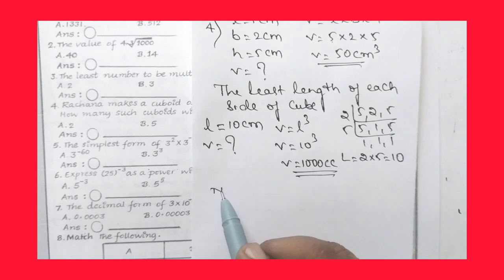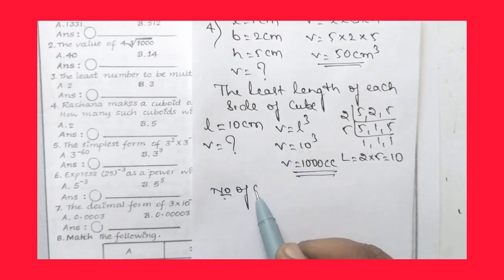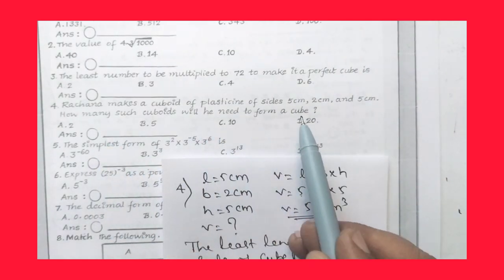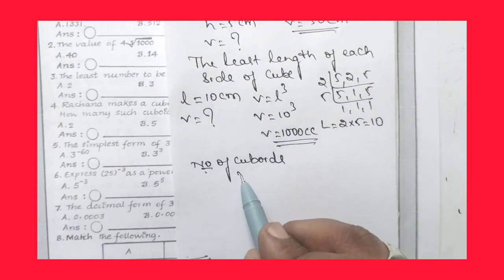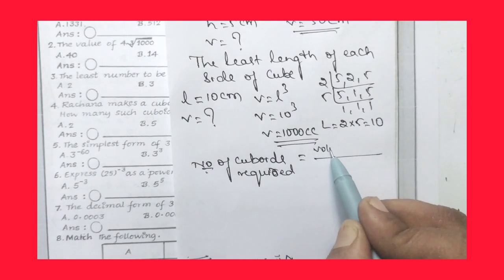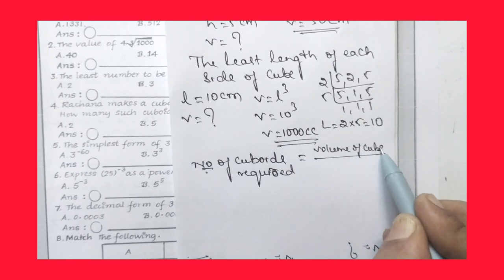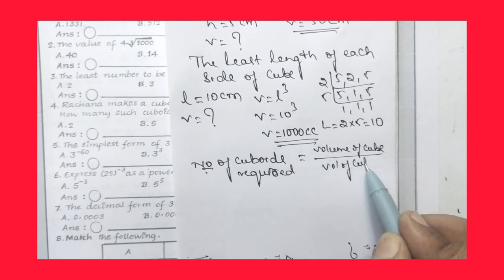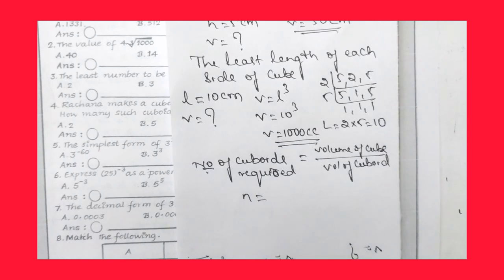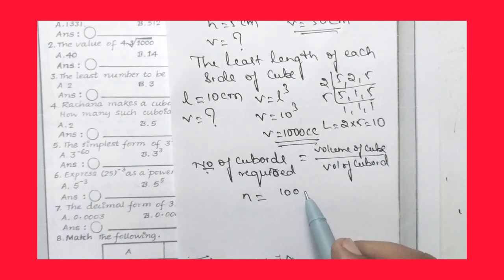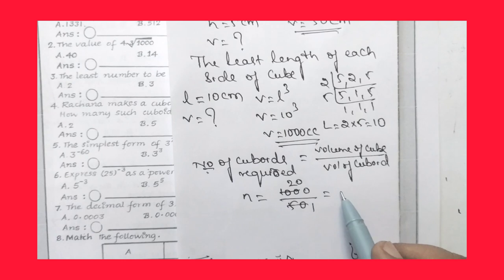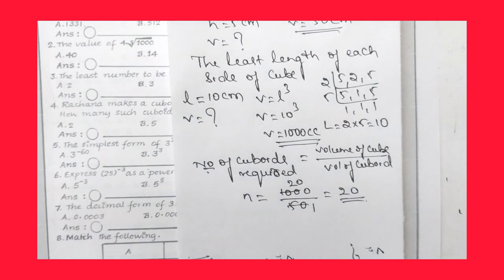Now we have to calculate the number of cuboids required. So the question is, how many such cuboids will be needed to form a cube? To calculate this, divide the volume of the cube by the volume of the cuboid. So the number of cuboids n is equal to the volume of the cube, 1000, divided by the volume of the cuboid, 50. So 50 twenties are 1000, that is equal to 20. 20 cuboids are required.